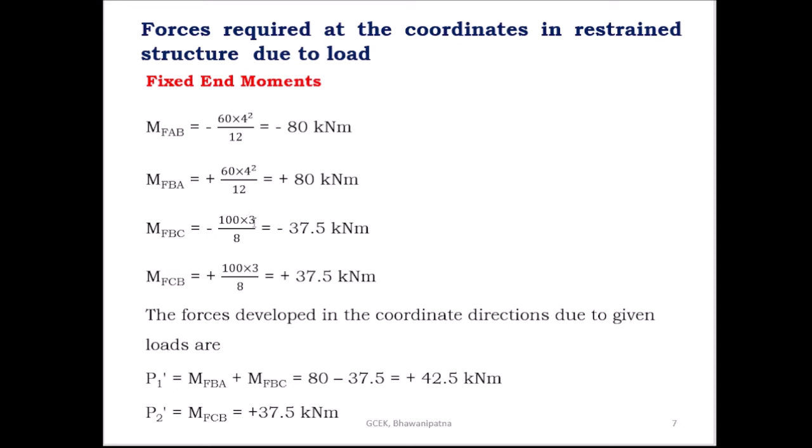MFBC is minus 100 into 3 by 8, which is equal to minus 37.5 kilonewton meter. MFCB is equal to plus 100 into 3 by 8, which is equal to plus 37.5 kilonewton meter. So, these are the fixed end moments at the end of the members.